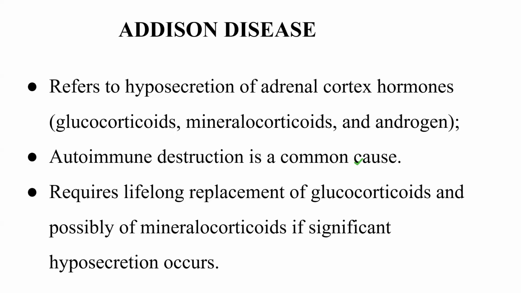So Addison disease is an autoimmune destruction. It happens just on its own, autoimmune. You can't pinpoint the reason. The immune system just starts fighting itself. So it requires lifelong replacement of glucocorticoids and possibly of mineralocorticoids if significant hyposecretion occurs.